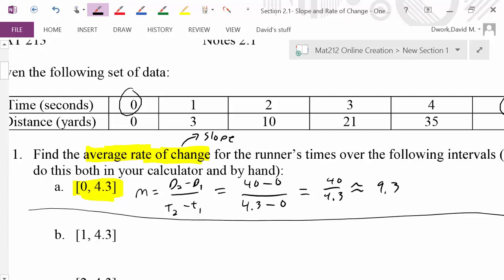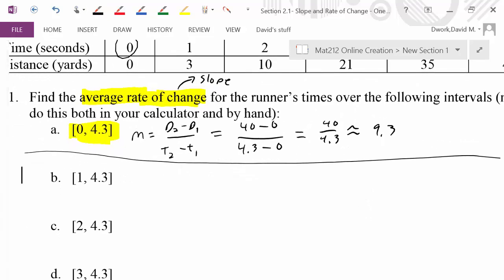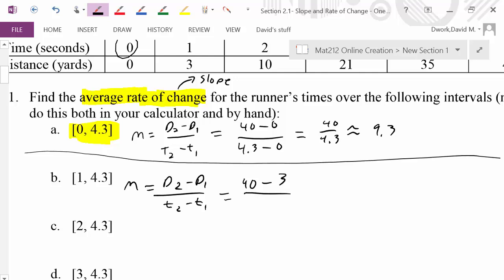Great. So now, if you needed help, there you go. I've done one for you. Now you try the next one. They're all done the same way. Just make sure you can interpret the interval and try it again. And here we go. For the next one, our slope would be distance 2 minus distance 1 over time 2 minus time 1. It's still 4.3, so it's still a distance of 40. But now at 1 second, instead of being at 0, we are at 3 yards. And for our time, we're going from 4.3 seconds to 1 second. That gives us 37 divided by 3.3, which should be approximately 11.2.